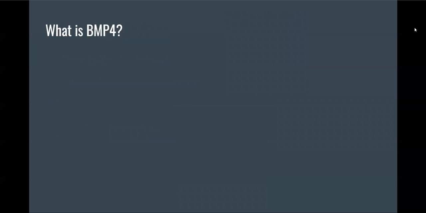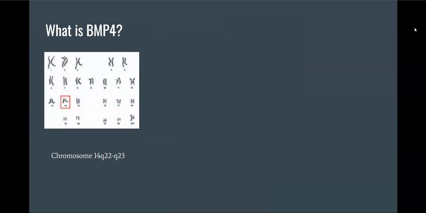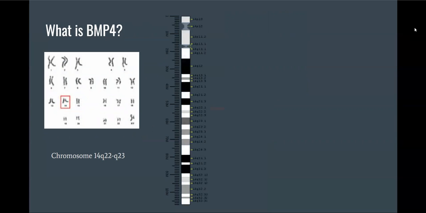So first and foremost, we must know, what is BMP4? Well, BMP4 is a secreted signaling protein encoded by the BMP4 gene that is found on chromosome 14, which is boxed in red. In particular, it is found on the Q22 to Q23 section of the chromosome. It belongs to the transforming growth factor beta superfamily, or TGF-beta.